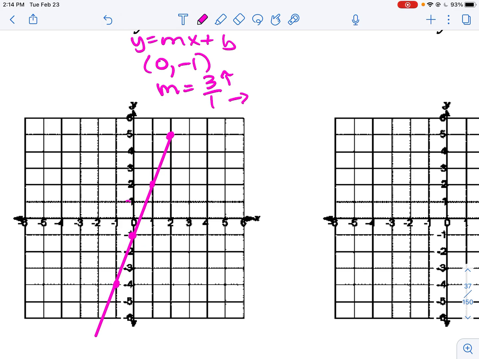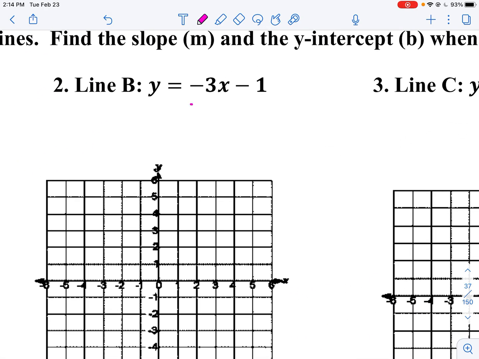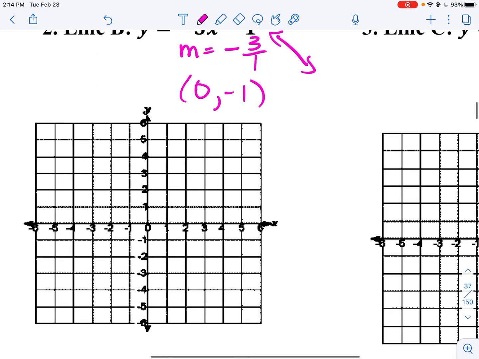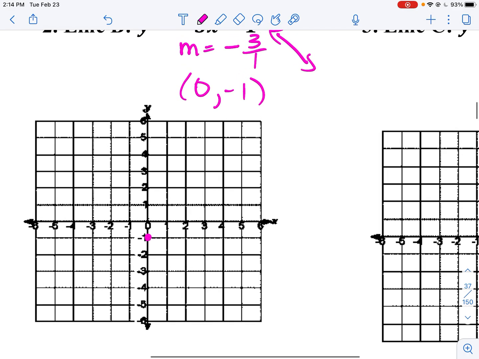There we go. That's better. And I put arrows on it. Then the next one. Okay, so my slope is -3/1. So this time it's going to go downhill instead of uphill. And my point is 0, -1. So I'm still starting at 0, -1, but I'm going downhill this time. So I'm going to go down 3, 1, 2, 3. I go over 1. See how it's going to make a downhill?